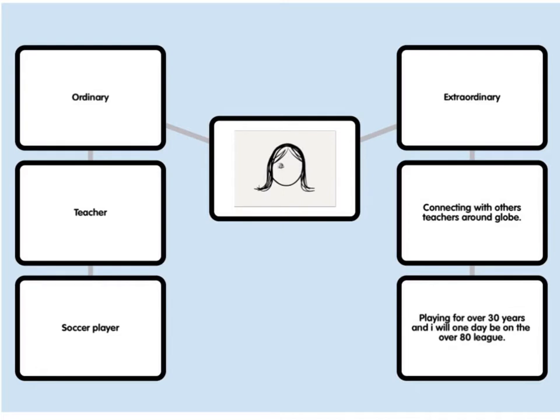On the other side, we brainstormed how those ordinary things actually make us extraordinary. And so what I decided to say was that I'm not just an ordinary teacher, I'm a teacher that connects with other teachers around the globe. And I'm not just a soccer player, I'm a soccer player who's been playing for over 30 years, and I always joke that one day I will be in the over 80 league.